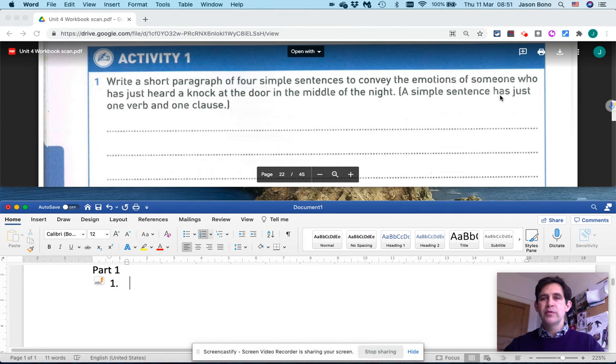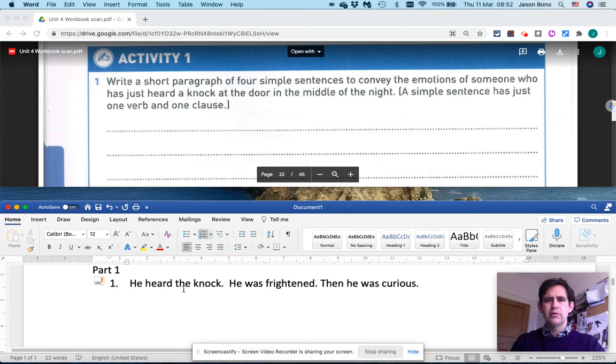A simple sentence has just one verb and one clause. A clause is a part of a sentence that contains a subject and a verb and could maybe stand by itself as a sentence. Let's have a look at some examples. You could say simple sentences like: he heard the knock. He was frightened. Then he was curious. Then he was angry. Now, my point here is this is boring writing.